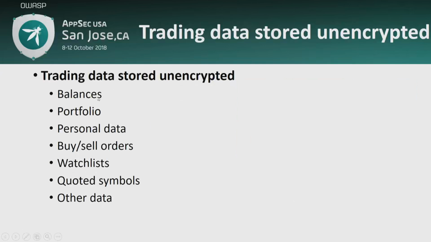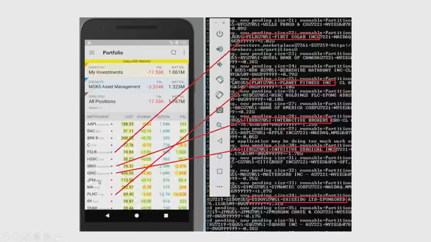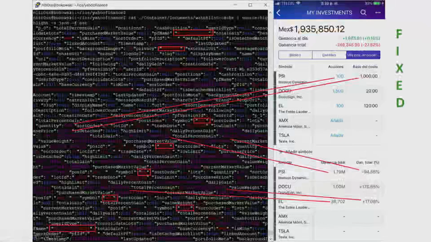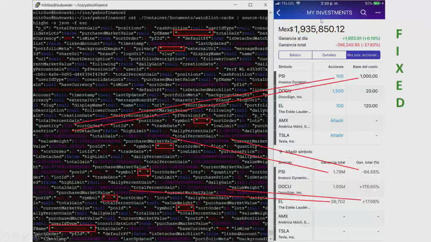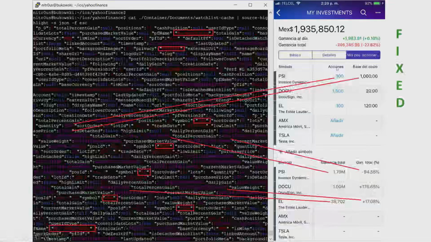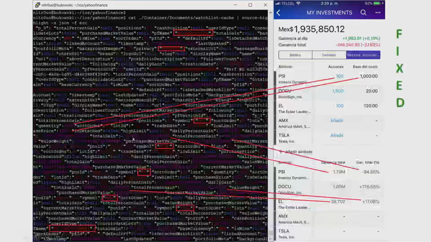How much money do you have invested? How much money do you have in cash? Your portfolio, your personal data, your orders to buy, to sell, your watch list, symbols, and any other related data. Let's see, portfolios. First Solar, HSBC, you see here the company names, the positions. This is Yahoo Finance. Whenever you link your trading account to Yahoo Finance, you could see your number of shares and the price, the symbols, everything in a big JSON, unencrypted.